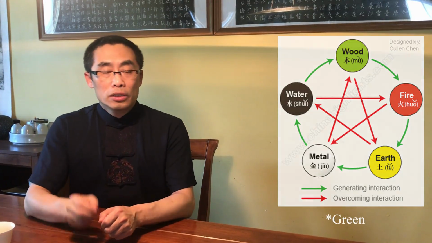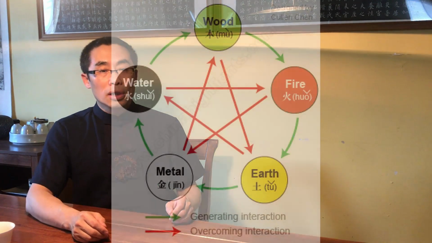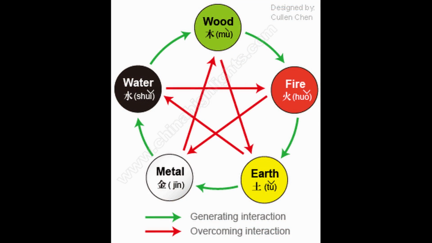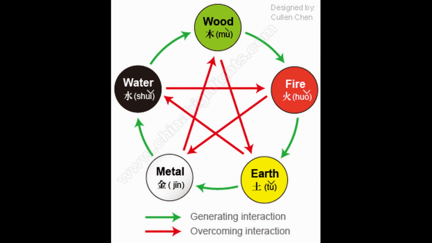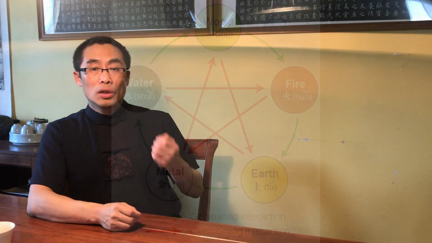In this picture, the blue arrows represent generation. For example, wood generates fire, fire generates earth, and so on. So the pentagon formed by the blue arrows represents the generative process. On the other hand, the red arrows represent destruction. For example, wood destroys earth, earth absorbs water, and so on. So the pentagram formed by the red arrows represents the destructive process.